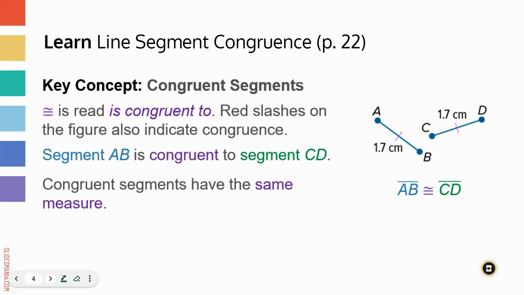And then if you notice on my two segments that I have, the two blue segments, they have little red slashes. Well, maybe they're pink, but it says red. So red slashes on the figure, and those red slashes indicate that those two segments are congruent. So segment AB is congruent to segment CD, and anytime segments are congruent, they have the same measure.